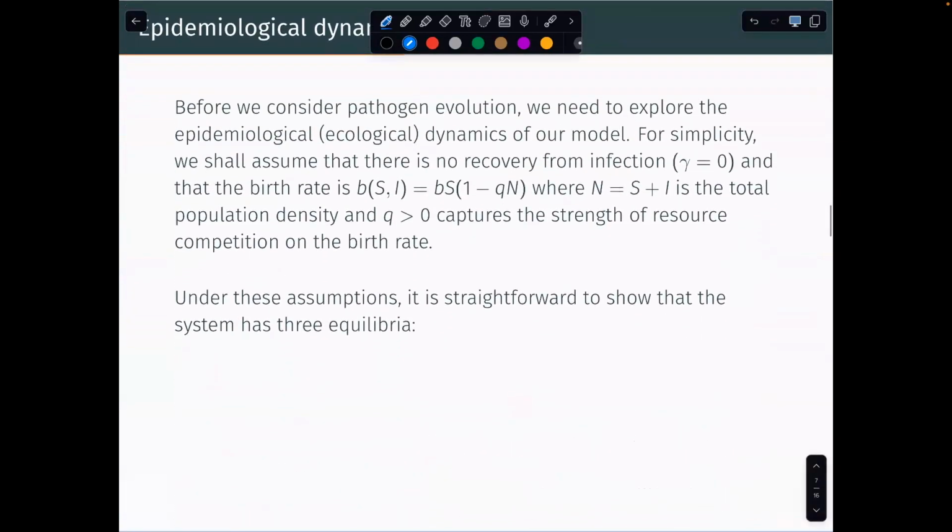Okay, before we move on to our pathogen evolution, as with any adaptive dynamic scenario, we need to focus first on our ecological dynamics, or in this case, we usually refer to them as the epidemiological dynamics, but they're essentially the same thing. For simplicity, we're going to assume that there's no recovery, just because this makes the math a bit easier. And we're going to assume that the birth rate is given by this logistic-like term here. B is going to be our maximum birth rate.